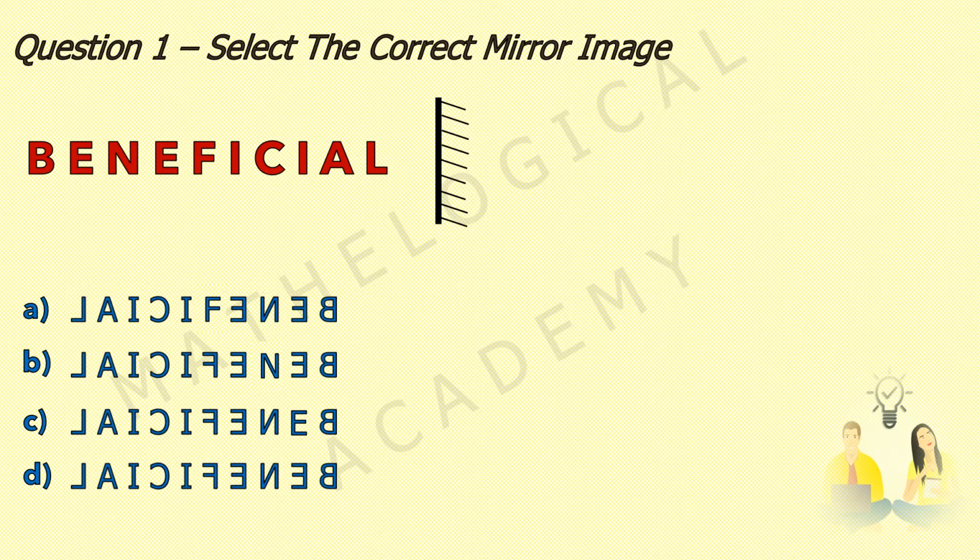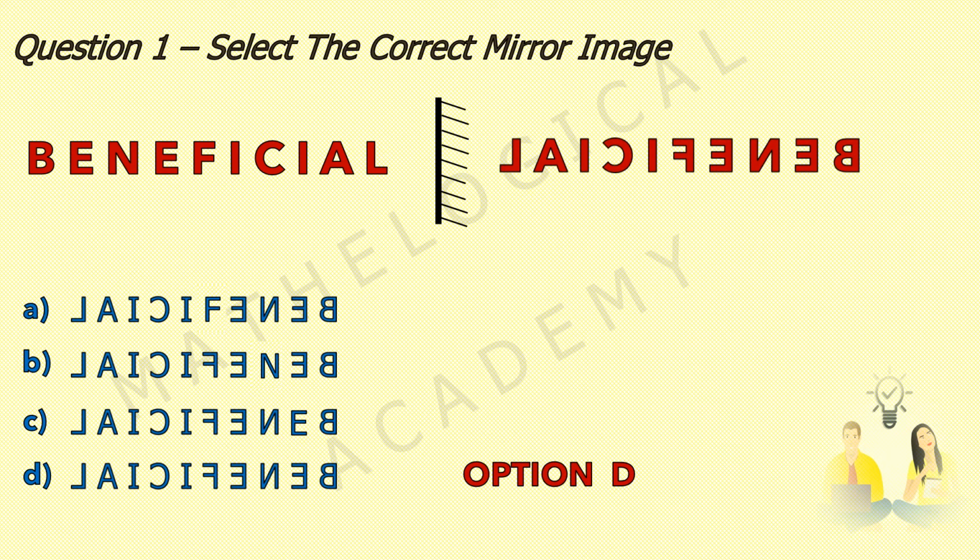Quiz time. Question number 1. You have 5 seconds. Select the correct mirror image. Answer is D. Flip the word. So each and every letter is flipped, plus the sequence of the letters will be the same as they are from the mirror. L-A-I-C-I-F-E. Similarly here, L-A-I-C-I-F-E.